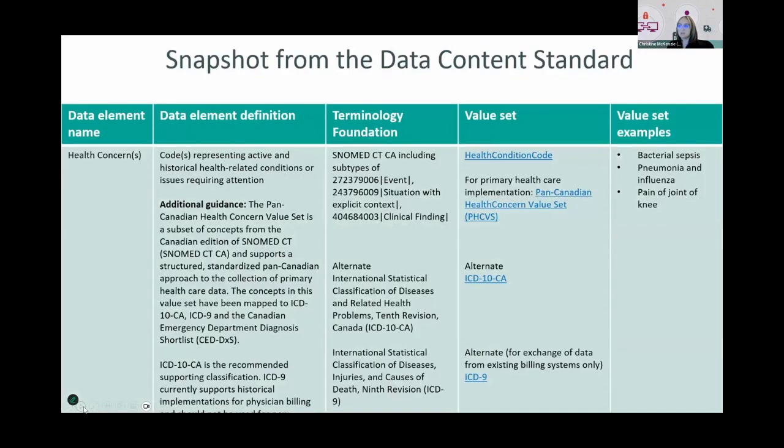So this is a snapshot from the data content standard, which is also available for download in our list of products on CIHI's Connected Care webpage. This is an example from the health concern data element. So we have a data element, and then we have the data element definition, as well as some additional guidance to help with implementation. We have the terminology foundation that we're using, the value set, so the link to the actual value set itself, and some examples of what you may find within that value set.